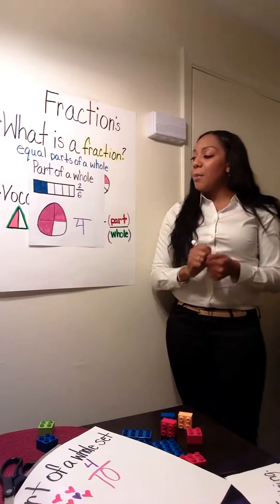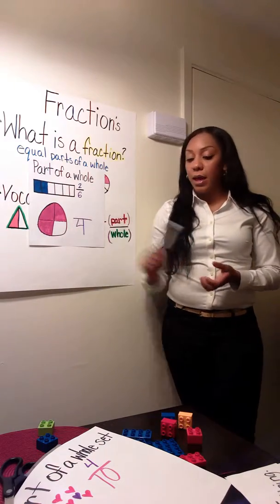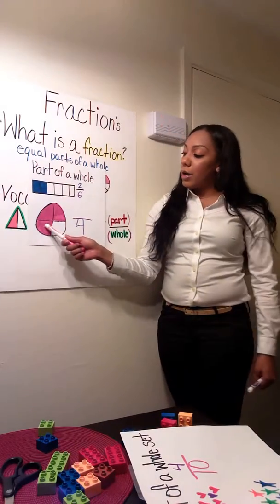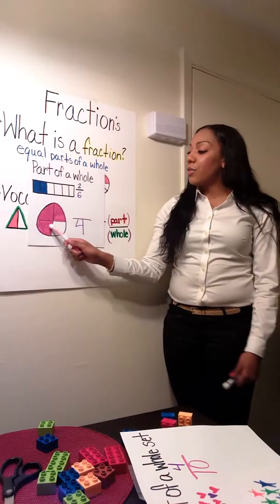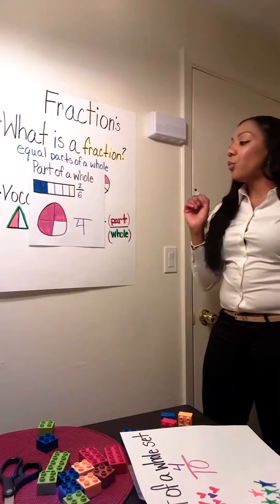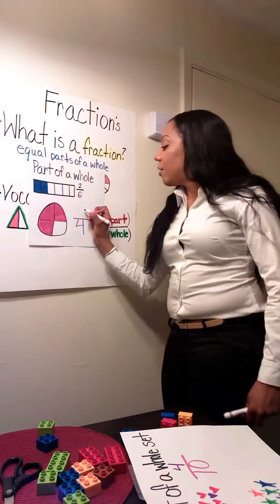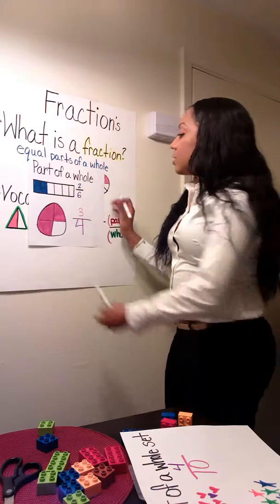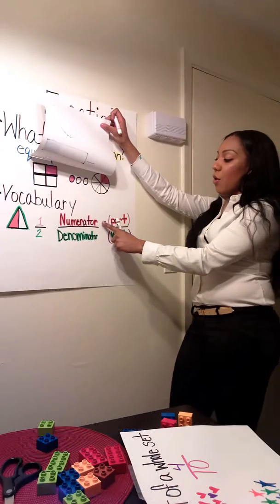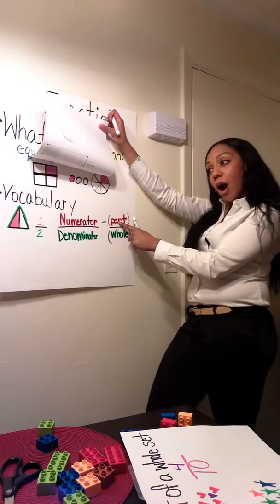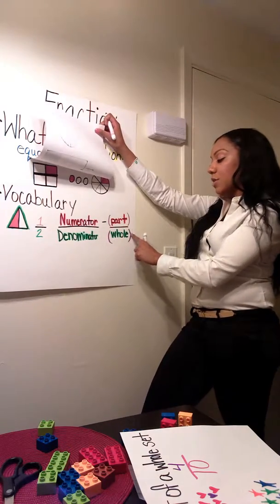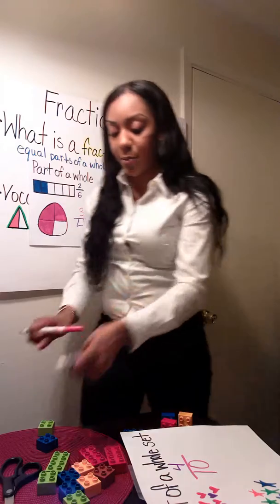And now, how many parts are pink? Let's count how many parts are pink. 1, 2, 3. So 3 out of my 4 parts are pink. So where would I write the number 3? On top. That's right. So if we look back at our definition, the numerator is always on top, and it is the part of the whole. The denominator is the whole, and it always goes at the bottom. Let's try another example.